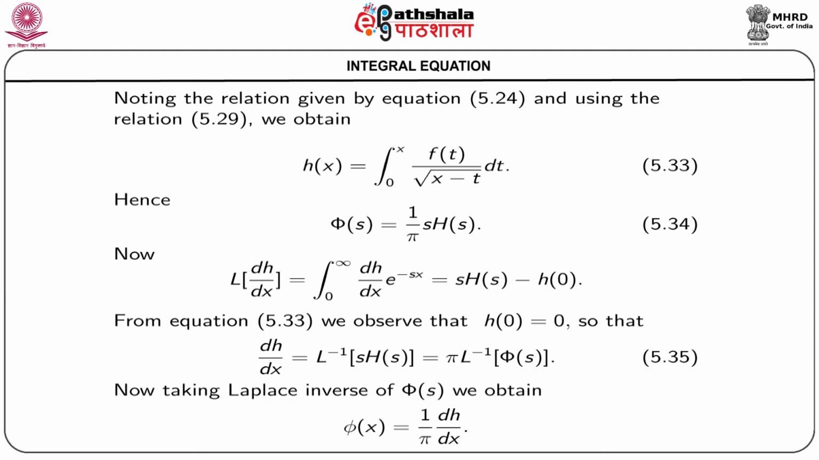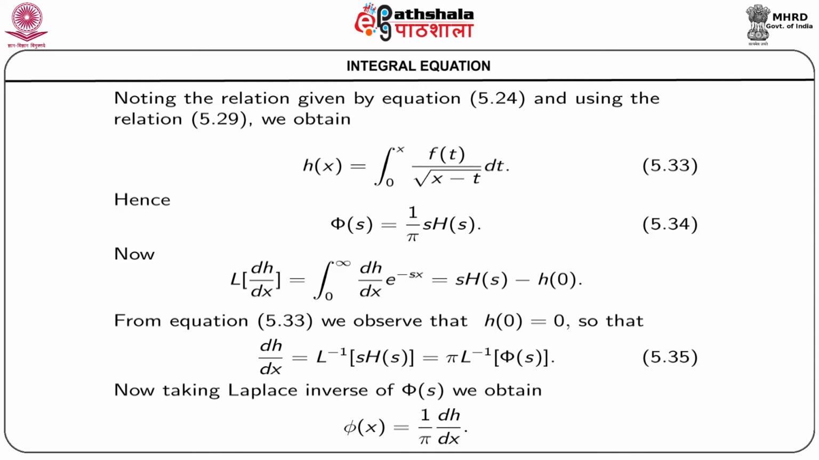Now, from equation 5.34, you see that s into capital H s is given by pi into capital phi s. So, from equation 5.35, we find dh dx equal to pi into Laplace inversion of capital phi s.